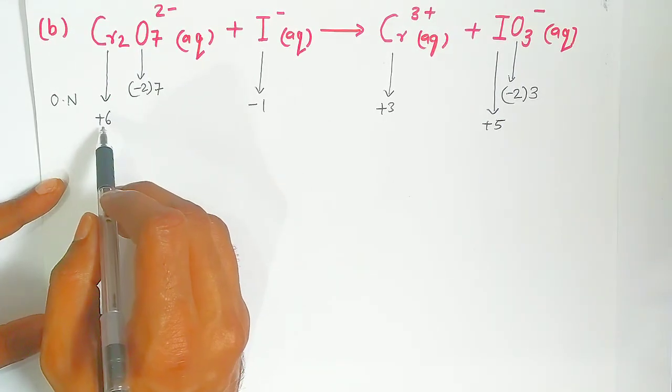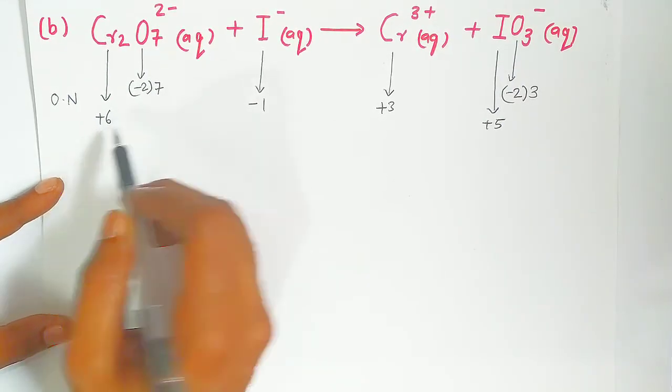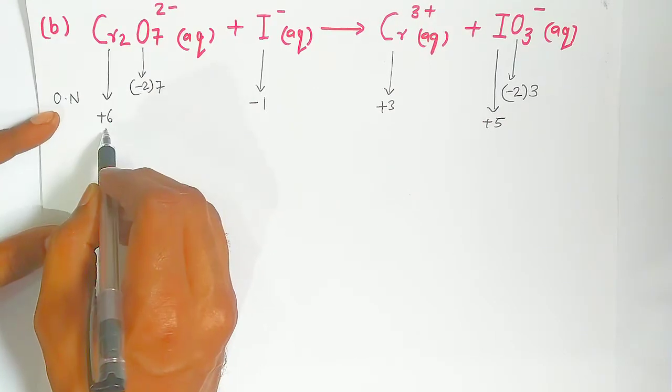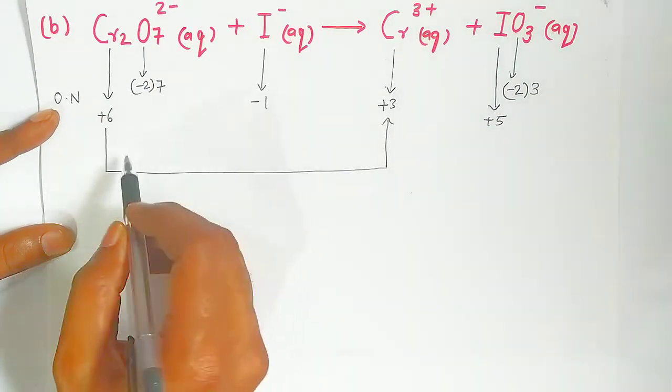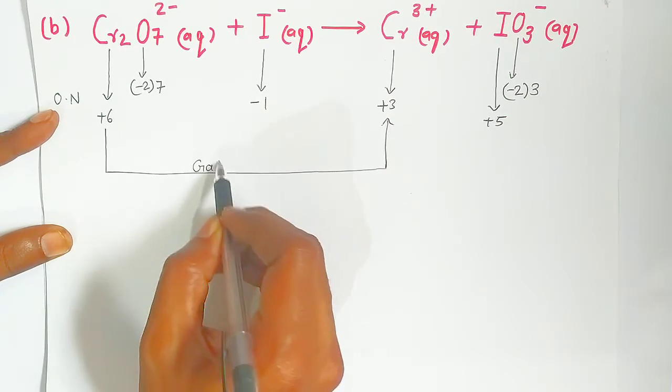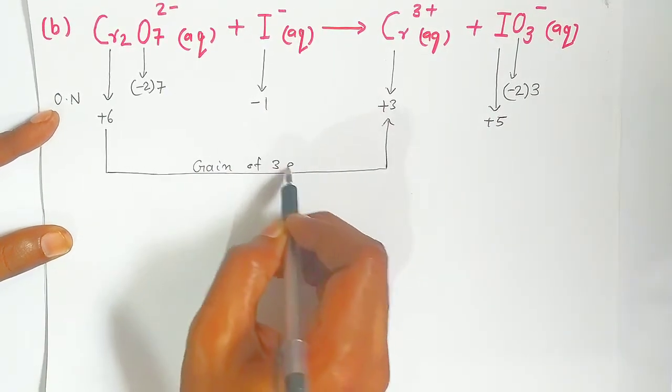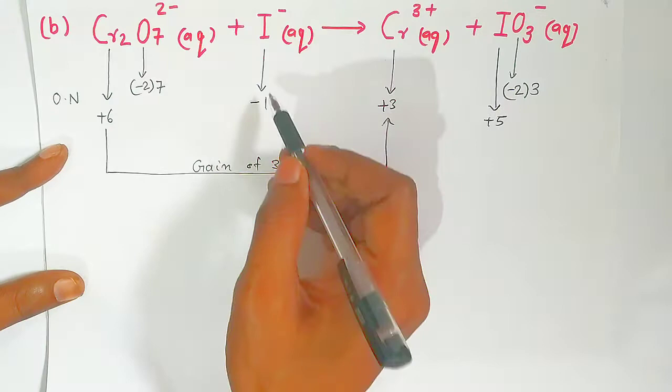Now here, students, when you talk about chromium, +6, it is decreasing. There is a decrease in the oxidation number of chromium from +6 to +3. Correct students? By gaining how many electrons, students? By gaining 3 electrons. Okay students. Now what about iodine?